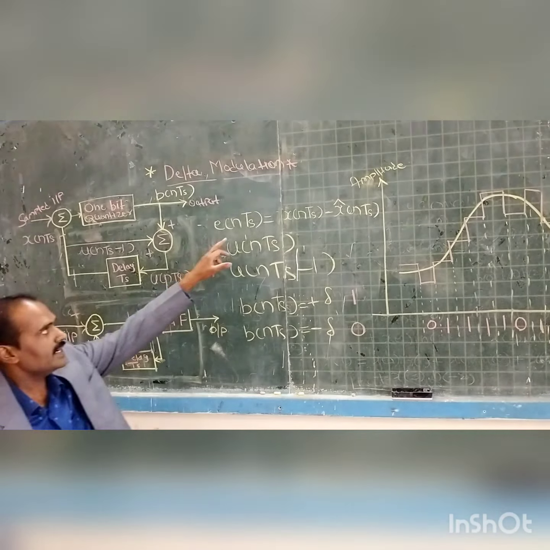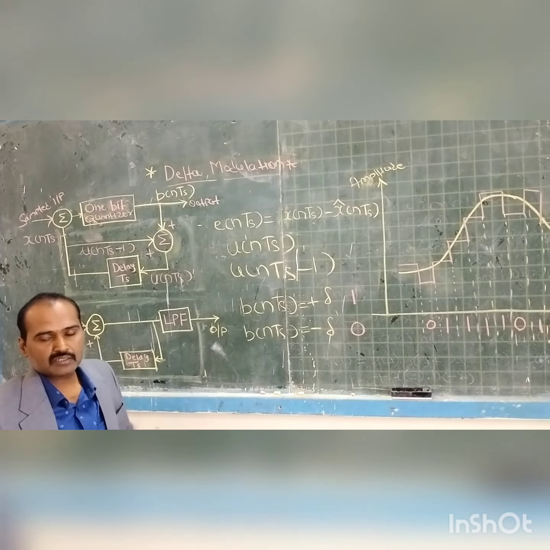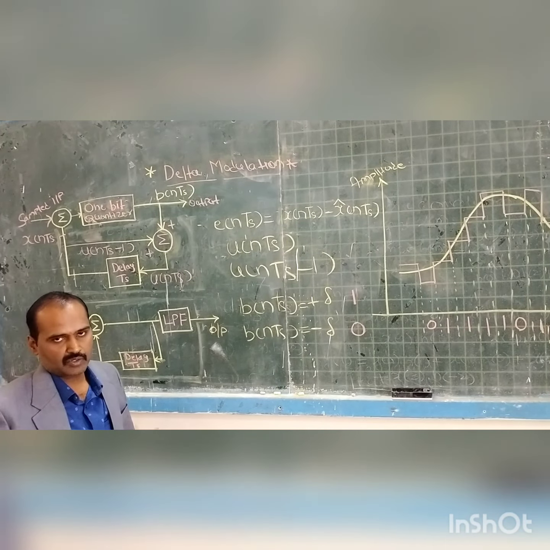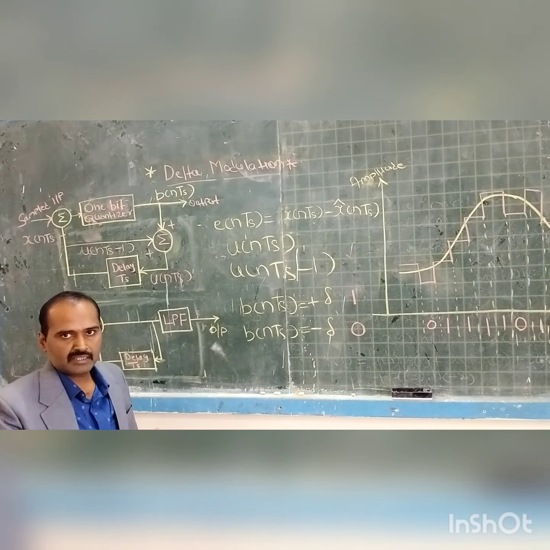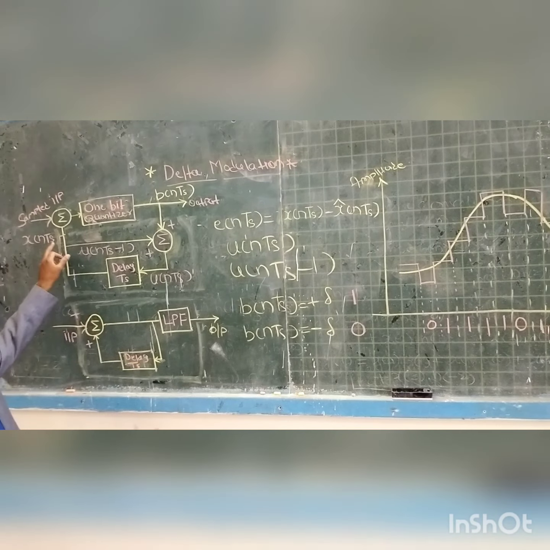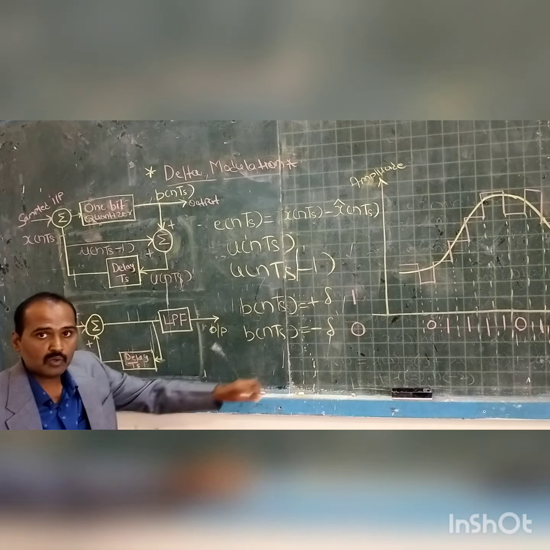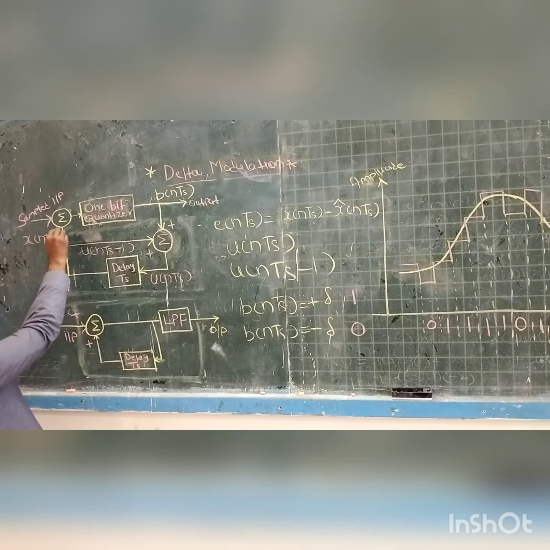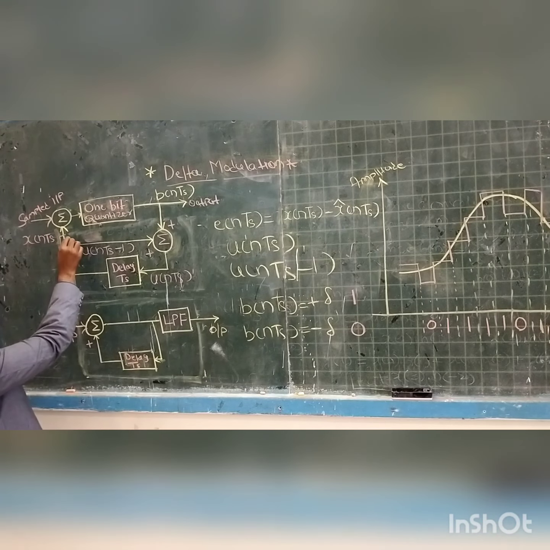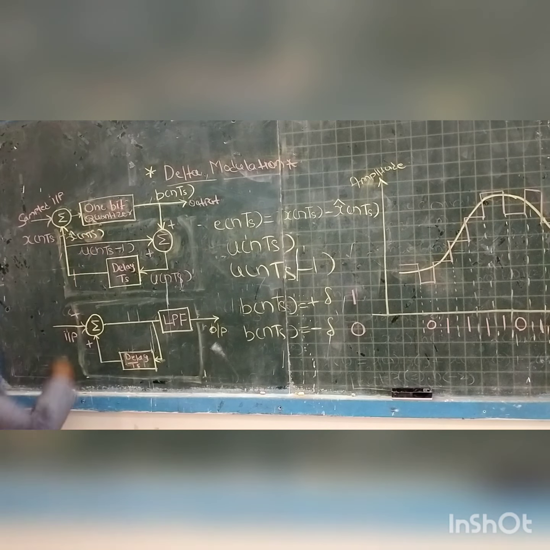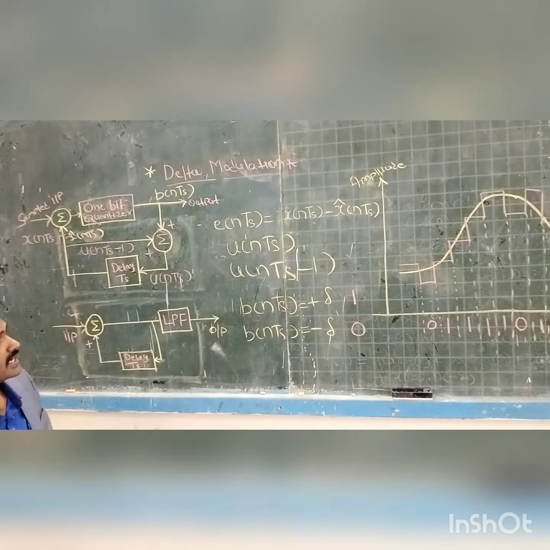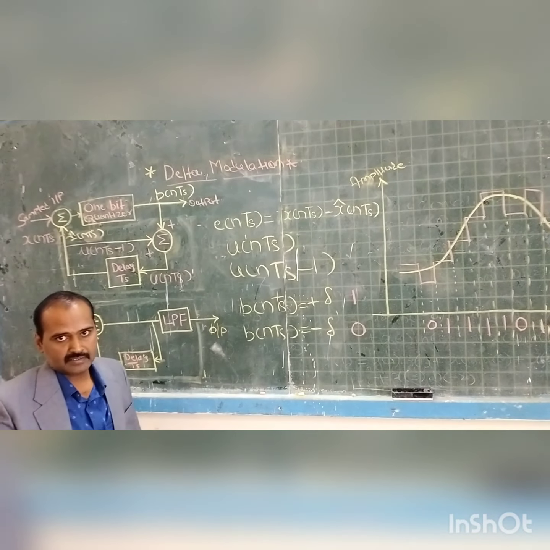In order to generate this e of nTs, we require two different test signals. Out of those two, one is x of nTs, the sampled value of this continuous time signal. And the other input, which is given to the lower terminal of this adder, is x cap of nTs. Now the question arises, what is x cap of nTs?